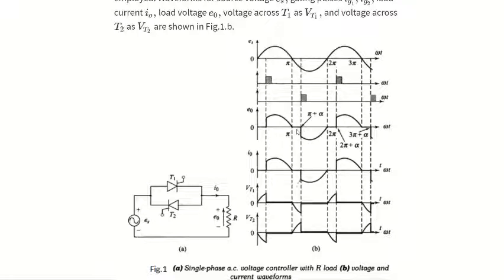So during this time period between pi and pi plus alpha, there will be no output because no device is conducting now. T1 is turned off because of the natural commutation. So in the negative half cycle, at pi plus alpha time, if you are giving a gate pulse to T2, now in the negative half cycle, T2 is already forward bias. When you give the gate pulse, it will turn on, right?